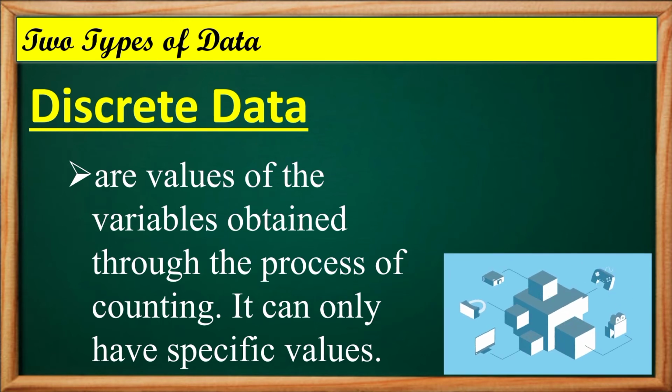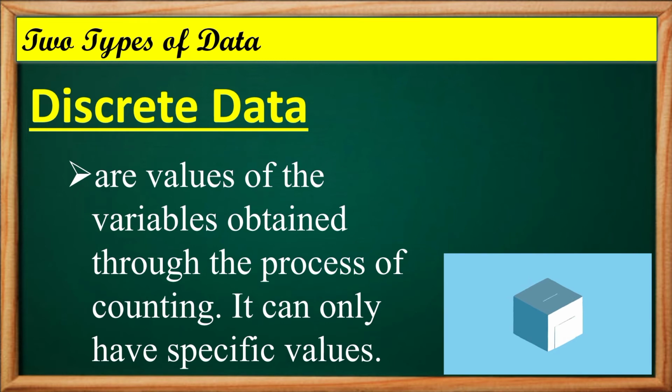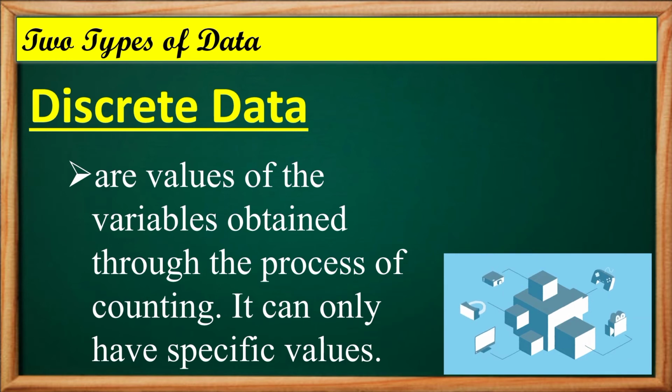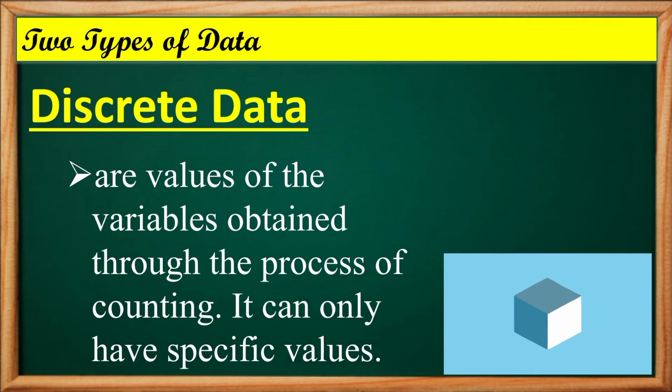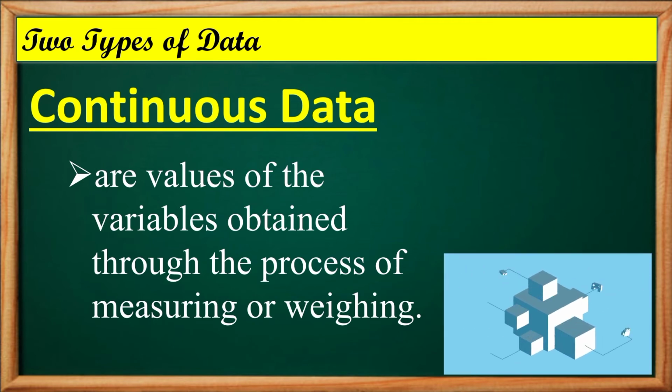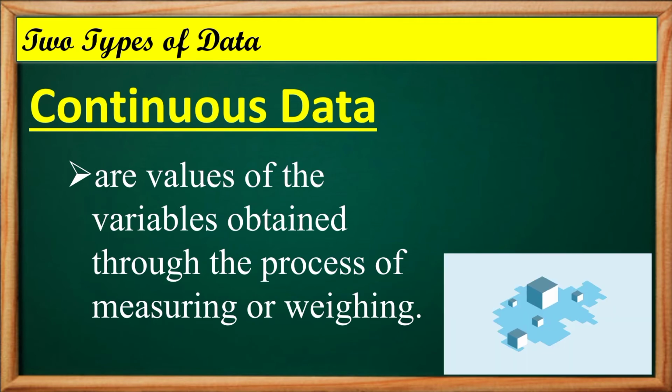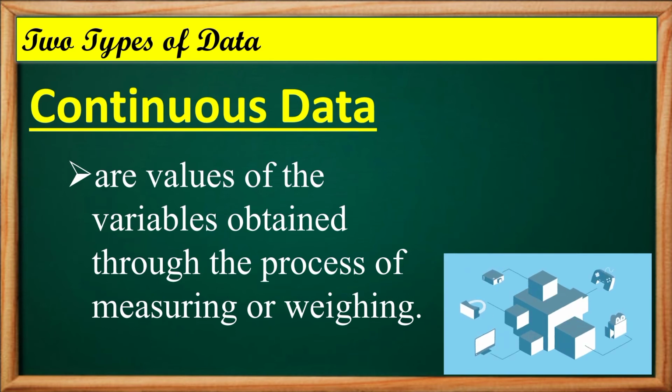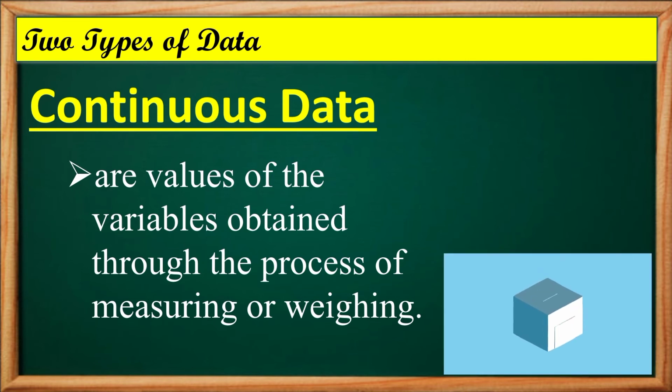Hindi, di ba? Okay, ibig sabihin, it is a whole number. Okay? It means a counting number. It is a whole number or counting numbers. Okay, that is a discrete data. Now, continuous data are values of the variable obtained through the process of measuring or weighing. Ito naman, if the discrete data is a whole number, the continuous data, meron tayong decimal.